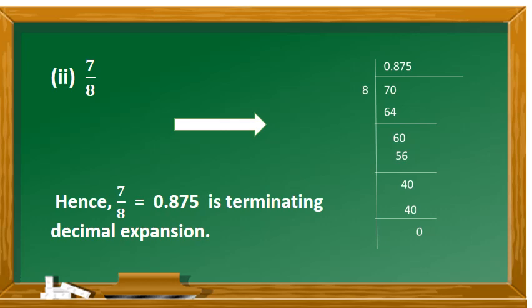Observe that the decimal expansion, that is the quotient, is also terminated. We have got 0.875. Hence, 7 by 8 is equal to 0.875, which is a terminating decimal expansion.